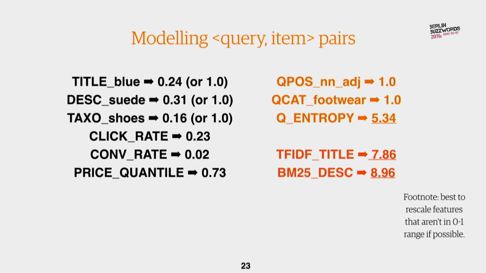You can also just use features that describe the query itself, for example, linguistic features or some kind of query segmentation or query categorization features. Just as an aside here, if you have any features that aren't in the range 0 to 1, it's best to rescale them so that they are, because it makes it easier for the model to converge, and it also makes it easier to interpret the weights of those models as feature importance later on.